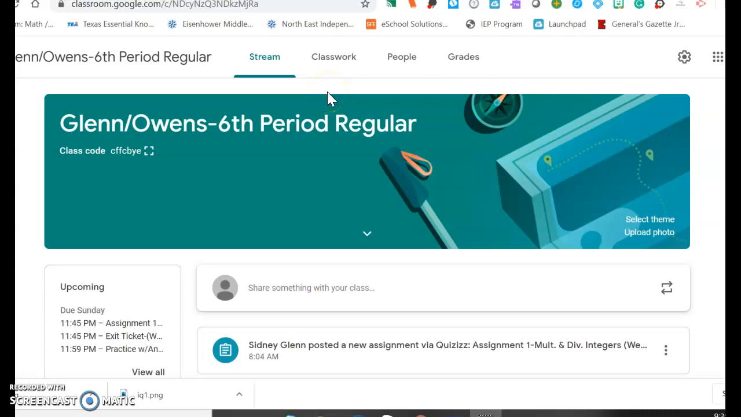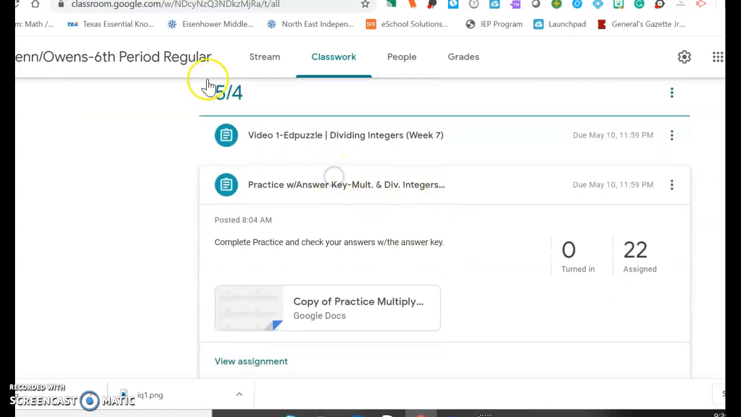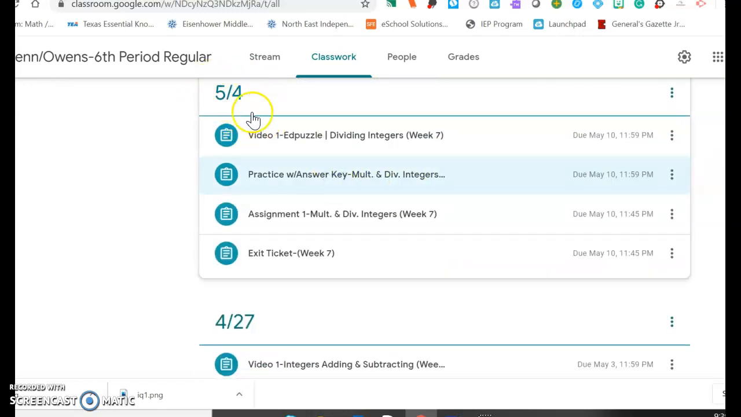I wanted to show you what we're doing this week. So if you go to your Google Classroom, this is just an example for 6th period, but 4th period should look the same. The easiest way, and what I like to do, is just go to classwork. And then this week is 5/4, right? Today's May the 4th be with you.